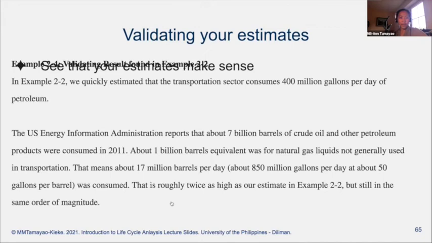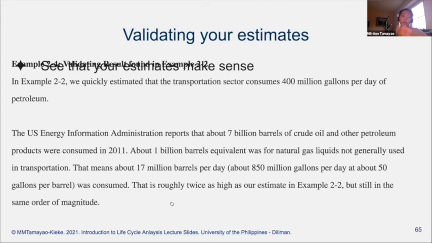Validating your estimates. Okay, so this is an example from the book. Basically, you want to make sure that your estimates make sense. Okay, make sure that your estimates make sense. So in example 2-2, o yung example natin kanina about gasoline consumption, which is from the book. It was quickly estimated that the transportation sector in the US consumes about 400 million gallons per day of petroleum. So now, does that make sense?